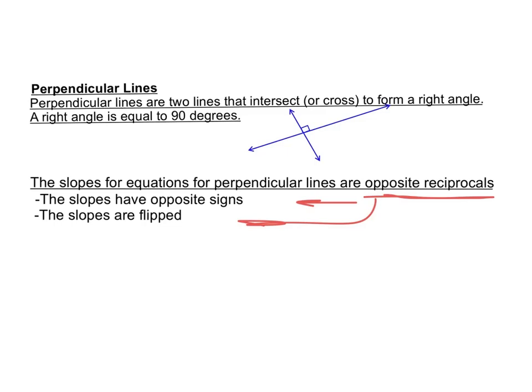Obviously, if I have an integer, think about there being a 1 underneath it, so when you flip it over, it'll have a 1 on top. That's what opposite reciprocals mean. Signs different, numbers are flipped. In fact, they are opposite multiplicative inverses, if you want to think about it that way too. Here's an example.